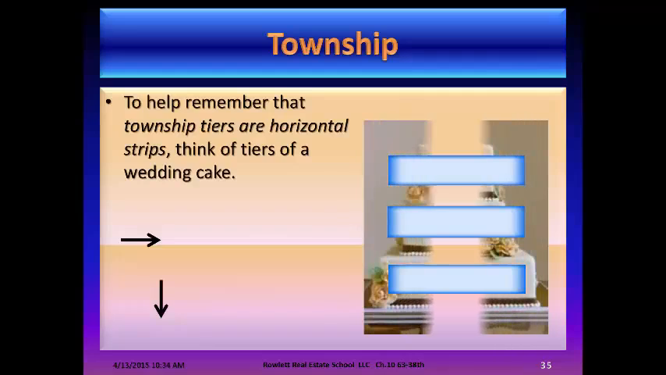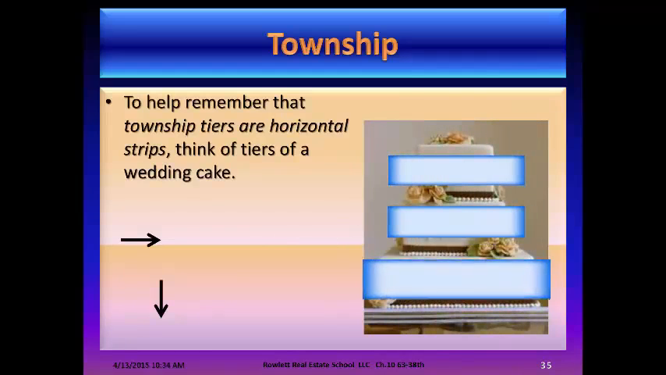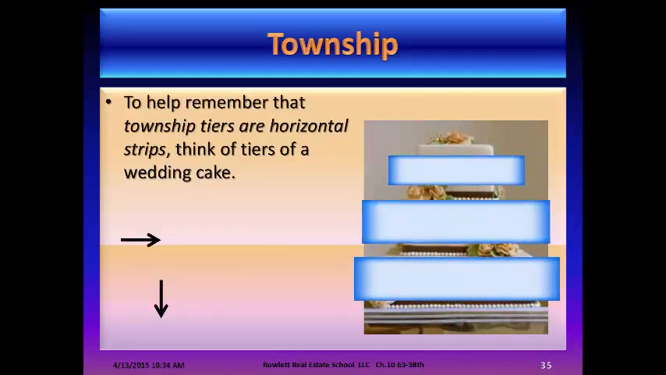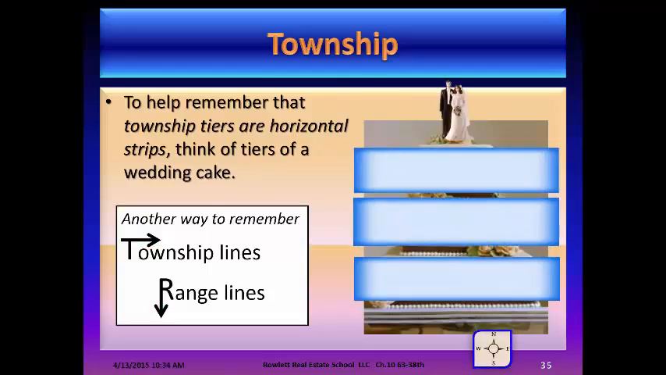To help remember that township tiers are horizontal strips, think of the tiers of a wedding cake. Another way to remember is township lines, with the line going across from the T, and range lines, with the line coming down off the capital R.